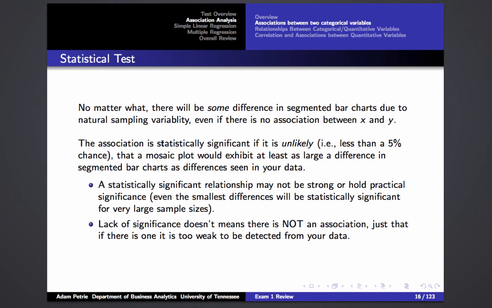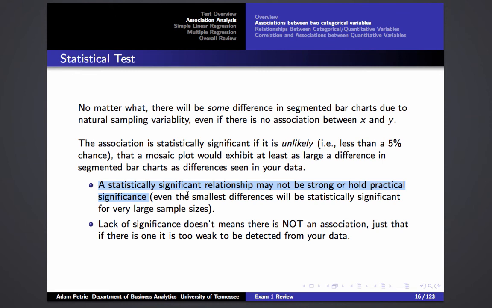And one thing to remember is that when we do talk about statistical significance, the idea of practical significance, whether or not the association is strong or important, is a whole different thing. So a statistically significant relationship may not be strong or hold any practical significance, especially if that sample size is large. When the sample size is large and we calculate p-values and significance, it might be the case that a very, very weak association turns out to be statistically significant, unlikely to be produced by chance. So keep that in mind.